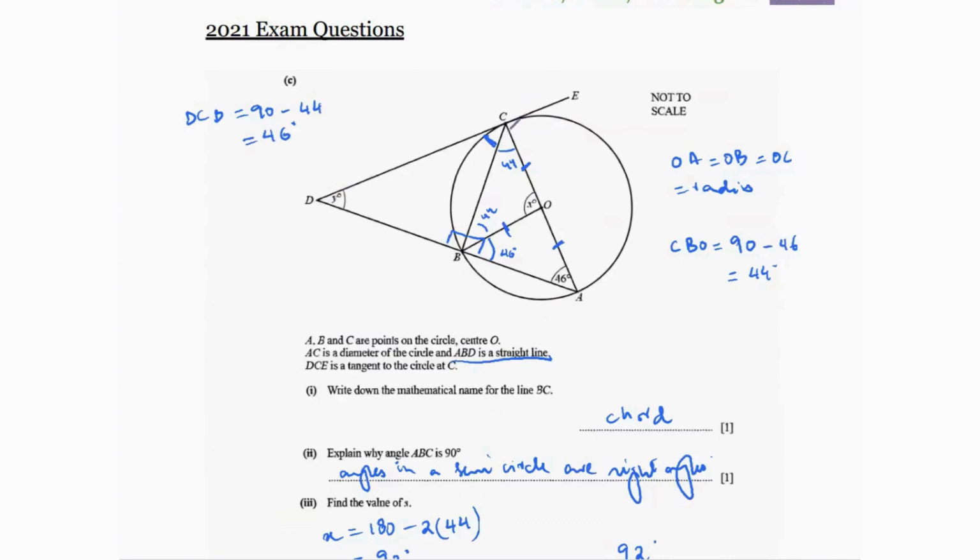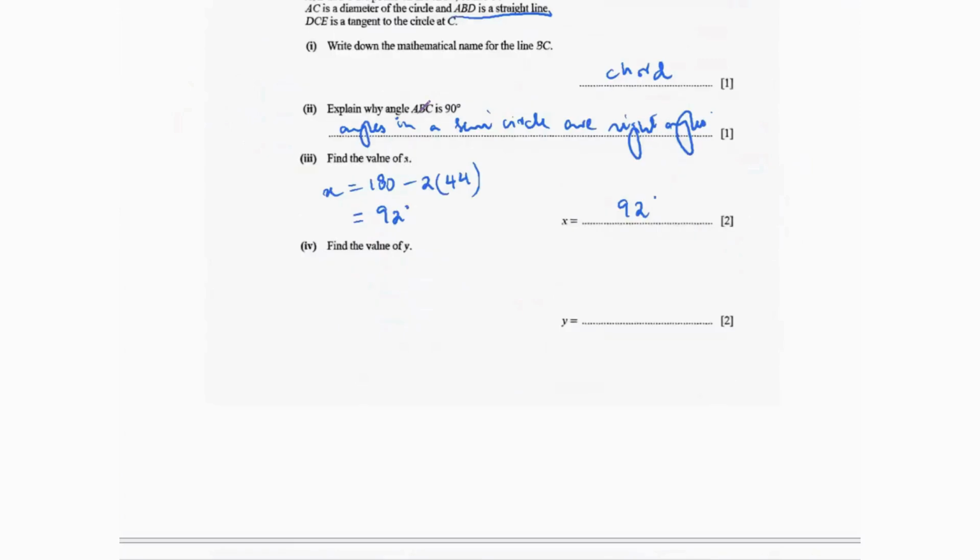You can also use alternate segment theorem over here because we have a triangle inscribed in a circle and all three vertices are touching the circumference. So this is the same as this. So y is going to be 180 minus 90 minus 46. That gives us 44 degrees. So that's your value of y.